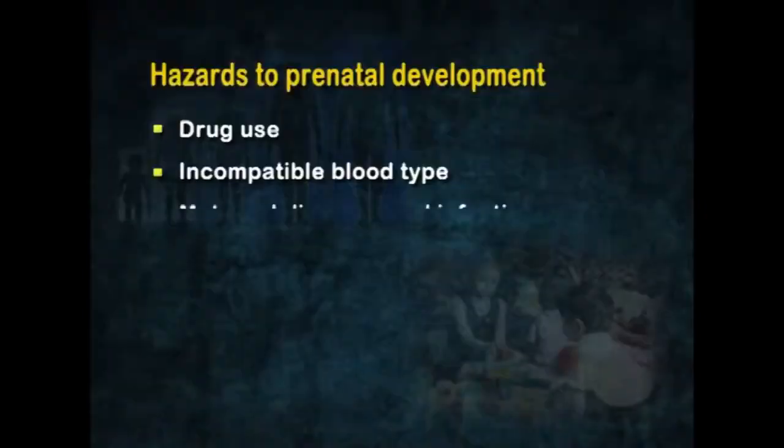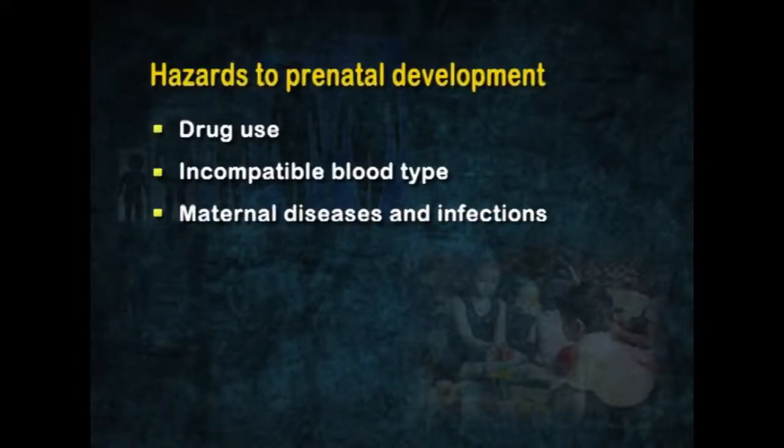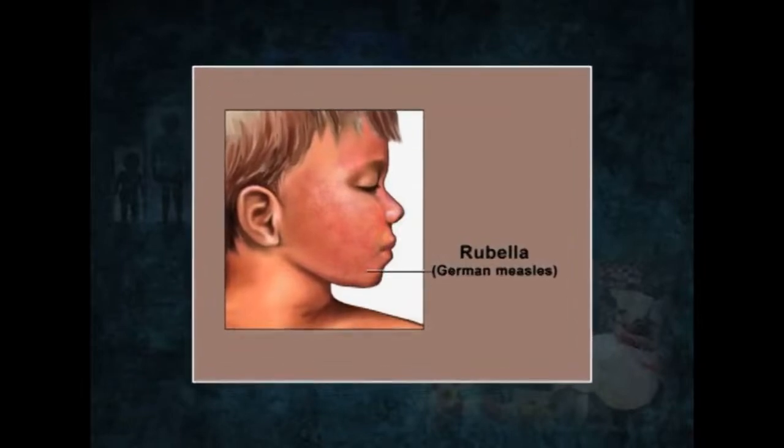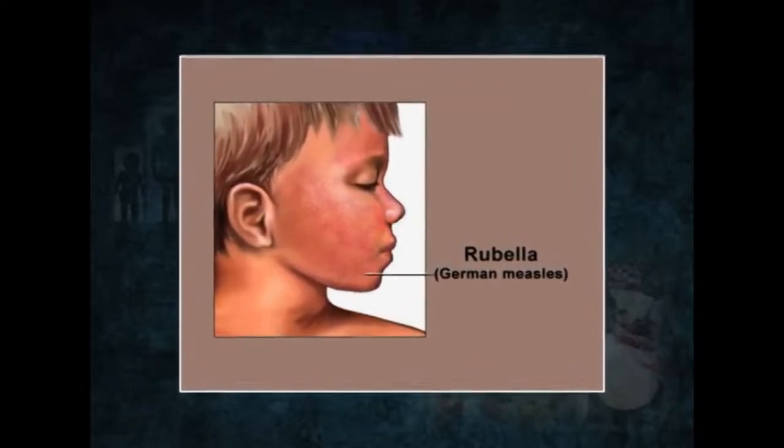Then the next important complication is maternal diseases and infections. Maternal diseases and infections can produce defects in the offspring by crossing the placental barrier, or they can cause damage during the birth. For example, rubella, which is German measles, is one of the diseases that can cause prenatal defects. Women who plan to have children should have a blood test before they become pregnant to determine if they are immune to the disease or not.